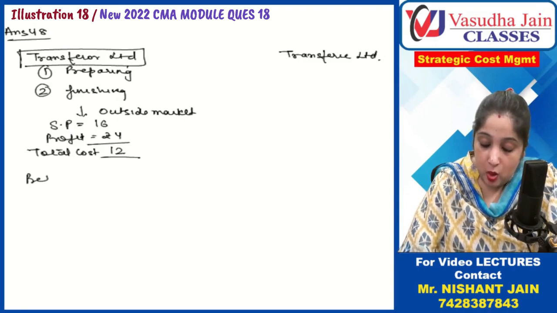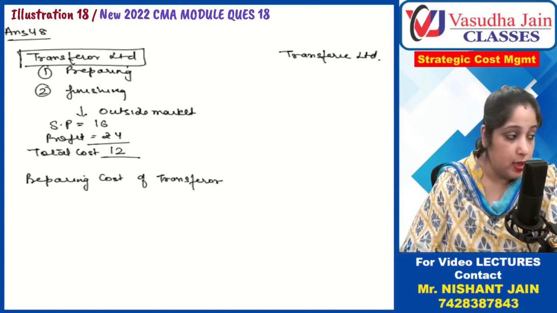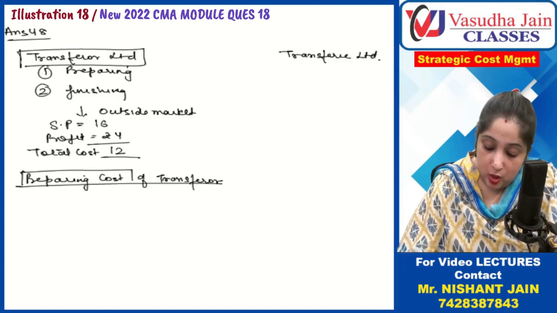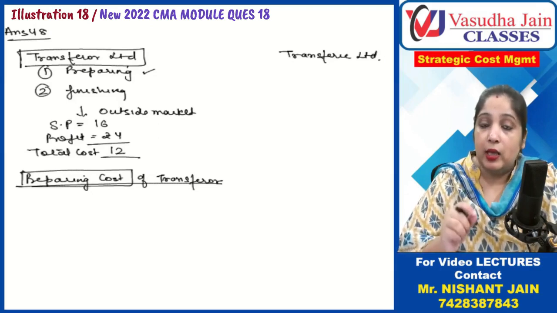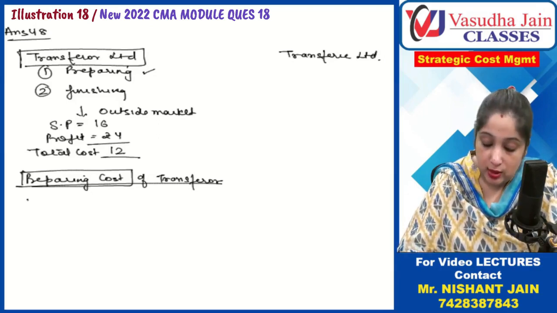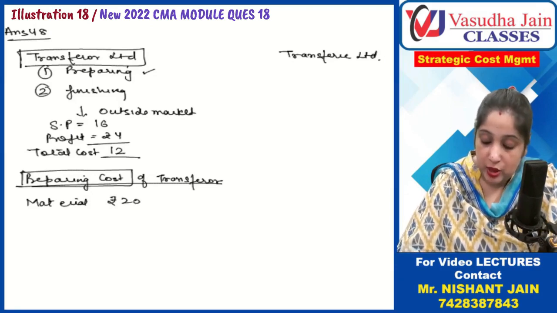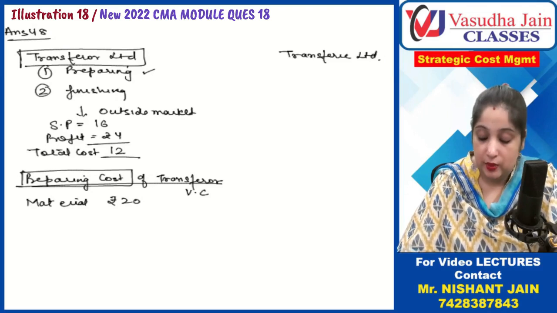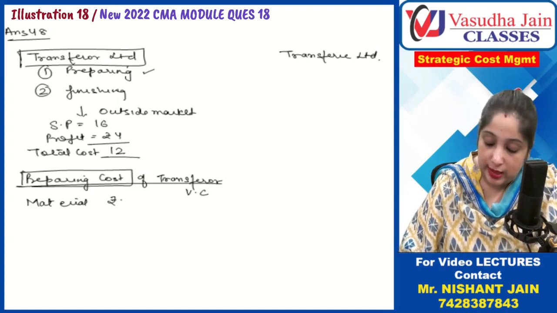And the preparing cost of transferor only is given in the question to us, in which only the preparing cost, the first work. If it does preparing work on one finished good, what is the cost given to us? Material cost is given as rupees 2, out of which 100% is variable. I'm just writing what is given in the question. I'm not solving the question currently.